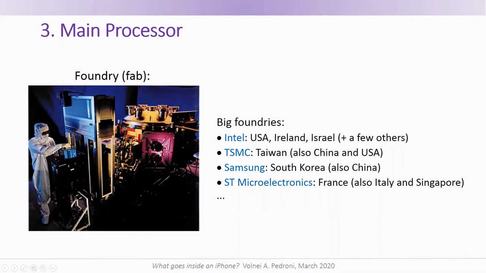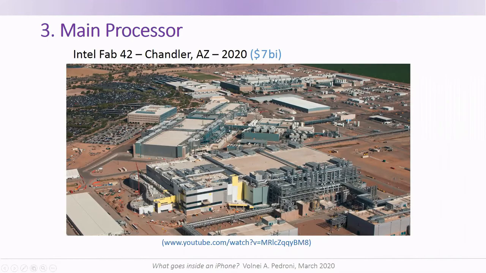Talking about transistor fabrication, foundry or fab is the name given to a facility where integrated circuits and other devices are manufactured. Examples of companies with the biggest foundry capacity are Intel, TSMC, Samsung, and ST Microelectronics. The largest facility of them all is this one in Chandler, Arizona, where Intel had already 3 foundries and is finishing now the 4th foundry, which is called Fab 42, with a budget of $7 billion.